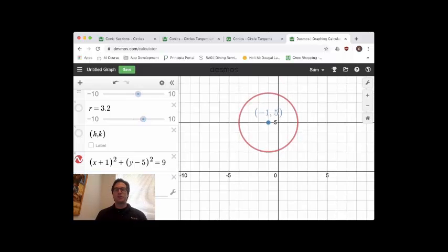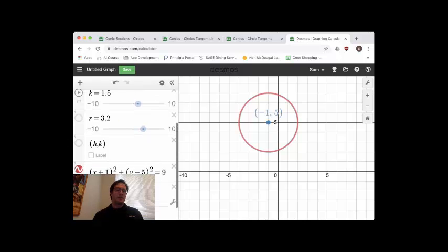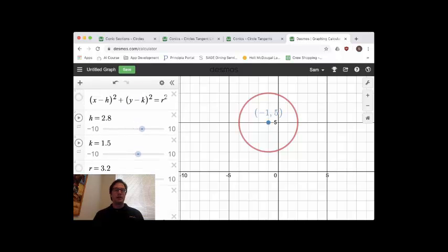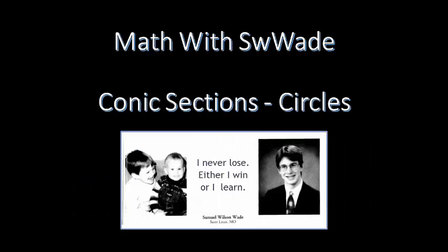So here's our circle. The equation is x +1 squared plus y -5 squared equals 9. It has a radius of 3, and it is centered at the point -1, 5. So that's kind of a fun thing to know, is that you can shift circles. They don't always have to be centered at the origin. We just use this form of the equation where it's x minus h squared plus y minus k squared equals r squared.